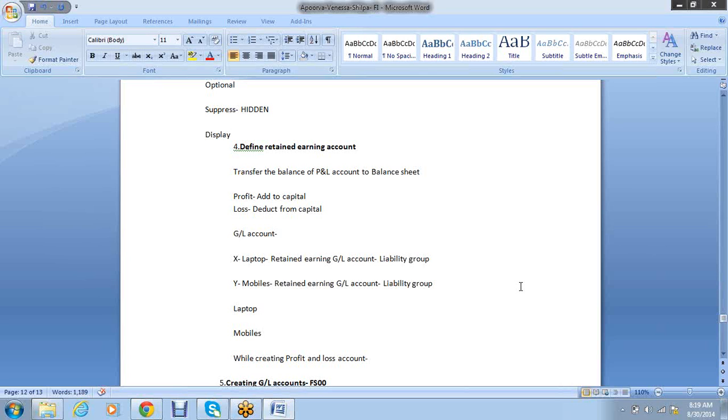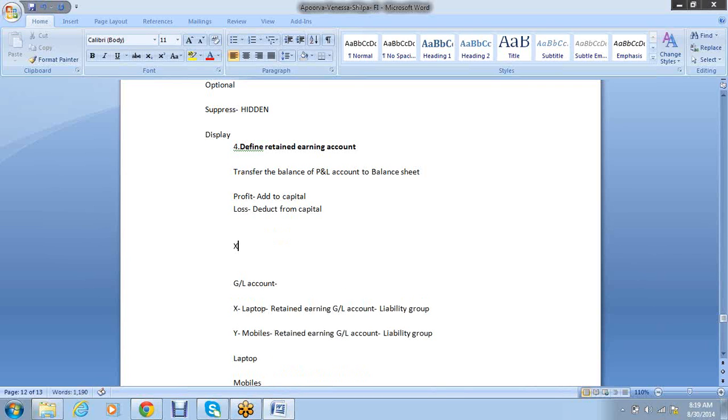Here we give a GL account against your retained earnings account. Let's say I give the retained earnings account number as X. Normally we can give any identification, most of the time we give X. Then here we give a GL account. When I'm preparing the profit and loss account, the system automatically calculates whether debit or credit is more, and the balance is transferred to this particular GL account.